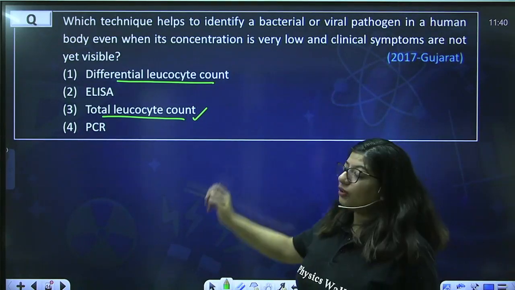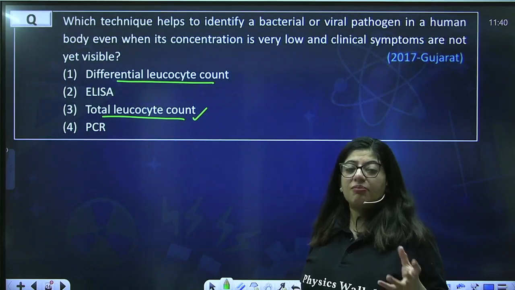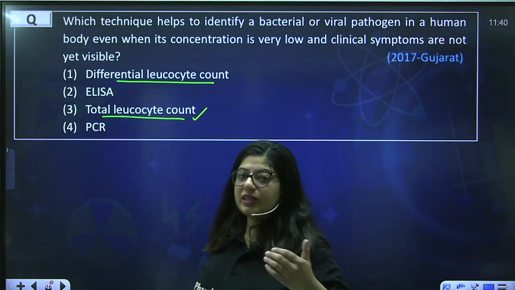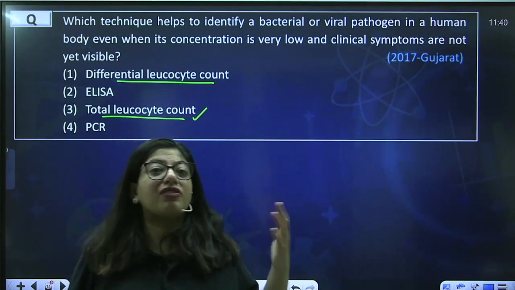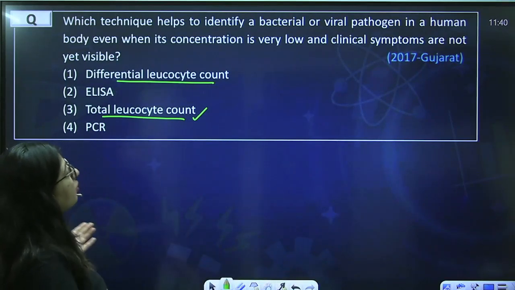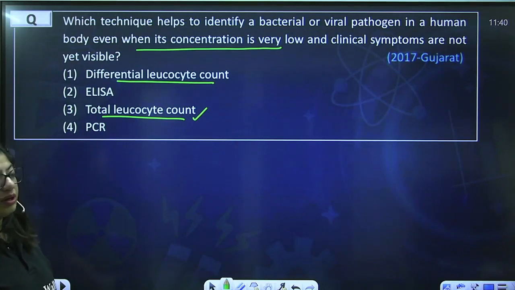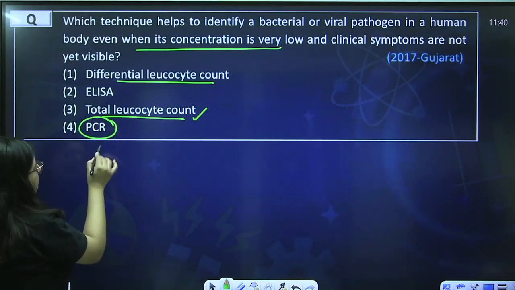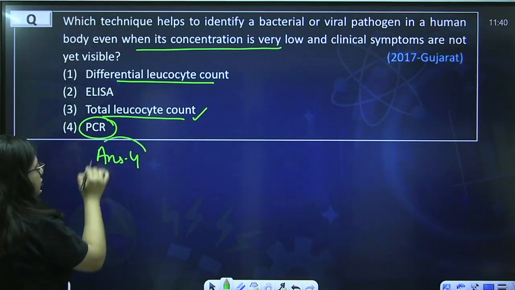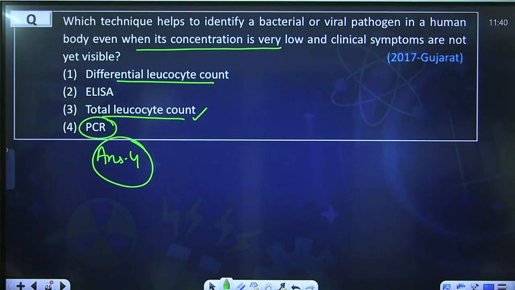In ELISA we do antigen-antibody interaction, but PCR is a technique that helps in the amplification of DNA. We have done it in the previous lecture. So whenever you have any DNA material in a low quantity, what technique will you use? PCR. So the answer to this question is 4, right?